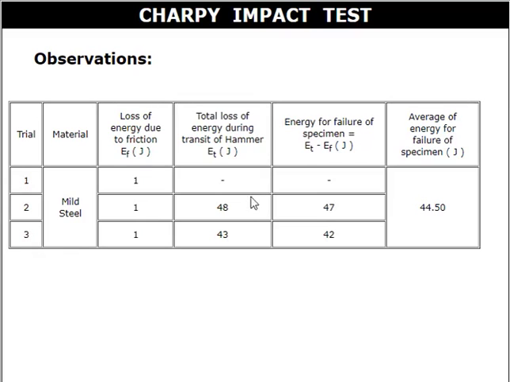So here we take different trials to get the accurate value for the energy for failure of the specimen. So here we take the average of this, which will become 44.50 joule. So in this way we can calculate the impact energy for the failure of the specimen in joule using a Charpy impact testing machine. So in this way we can perform the experiment, or we can get the impact energy of the mild steel material.